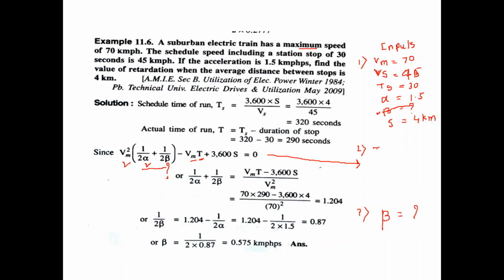Only thing is, what equation can we use? So we will use the equation of Vs. Average speed is equal to total distance divided by the time between the stops plus the stop time. Okay, so we can use this. Ts is already given. Vs is known, Vs is already given, S is given. So we can find out this T. Find T, and substitute over here in this equation. S is given, so we can find the beta value, that is retardation. So this is very similar to the first problem.